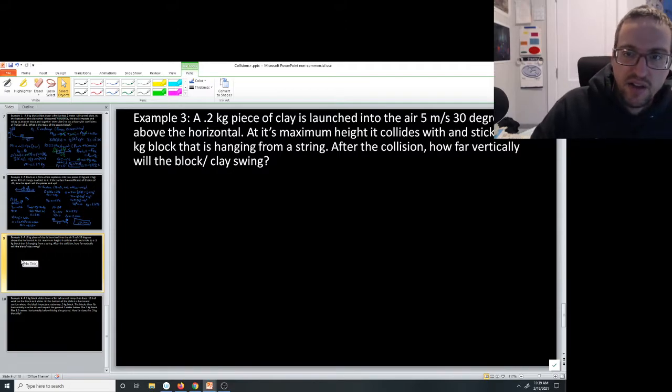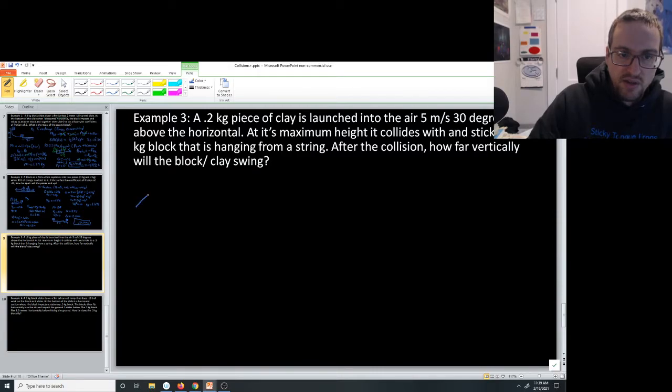Piece of clay launched into the air. Okay, so we got, it's going to fly up, it's going to hit a block that's hanging from a string, and then this is going to swing up a little bit. Okay, it's going to end up being like up here. And what I want to know is what that height is.